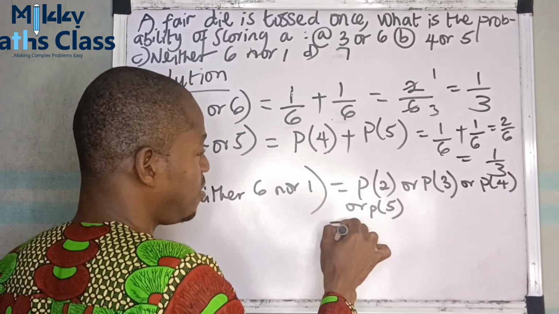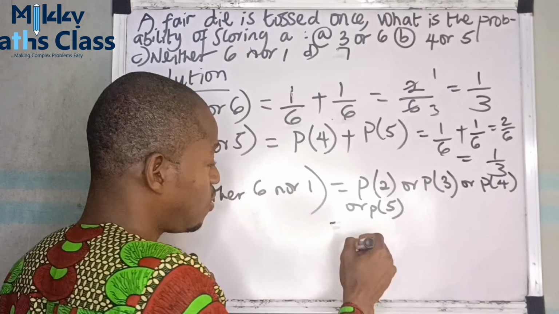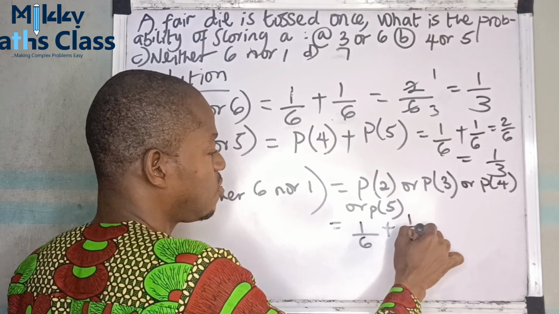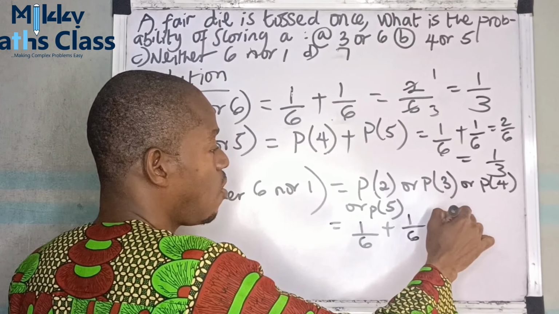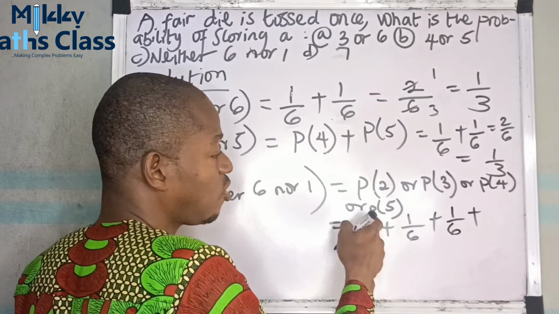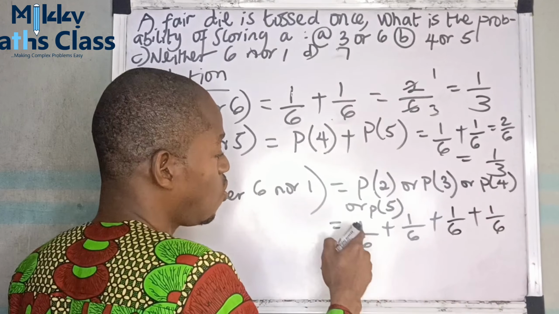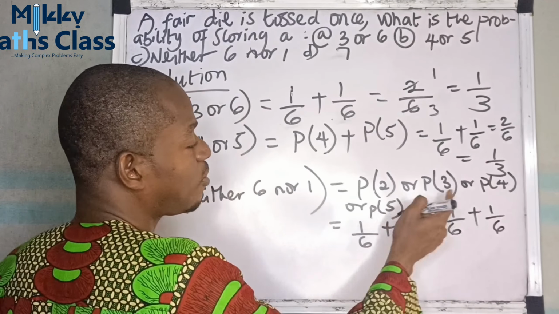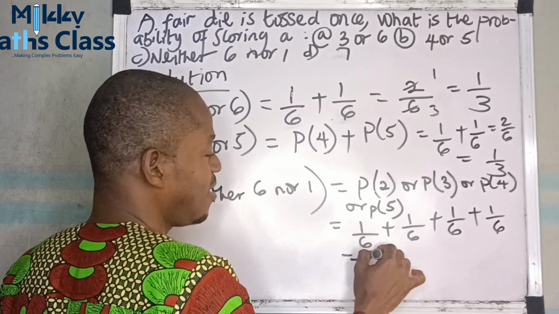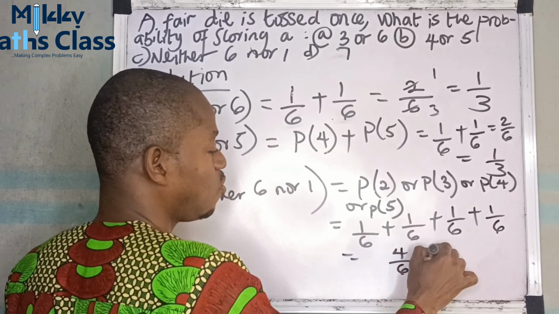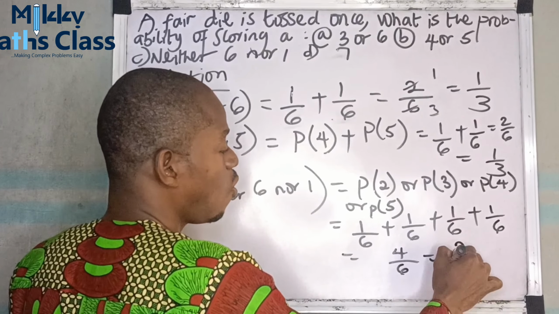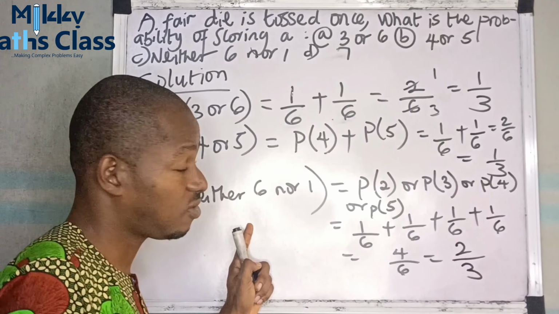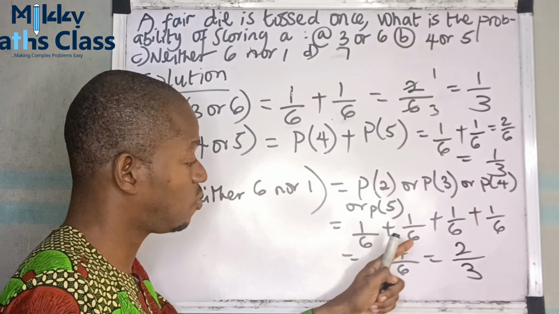Now, let's look at the probability. The probability of obtaining a 2 is 1 over 6, plus the probability of obtaining a 3, 1 over 6, plus the probability of obtaining a 4, 1 over 6, plus the probability of obtaining a 5, 1 over 6. So 1 plus 1 plus 1 plus 1, that's 4 over 6, which is equal to 2 over 3. So the probability of obtaining neither 6 nor 1 is 2 over 3.